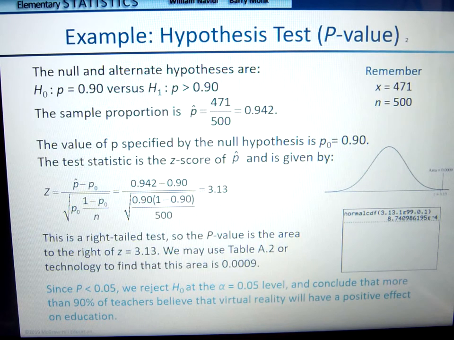So before they said 80%, well, they can't just say, well, now I think it's 90% and use 90%. They have to prove that, and that is what we just did.